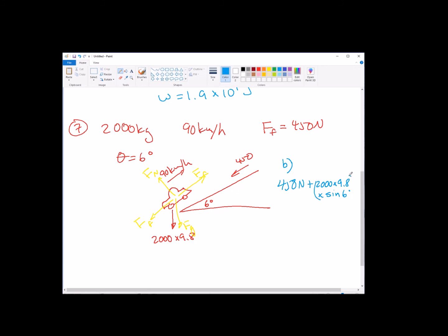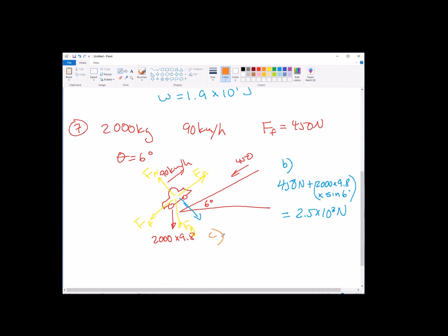because that is the actual force this way, right? So then we get 2.5 times 10 to the 3 newtons. Right? That is how much force is needed to pull that car up. And then part C.